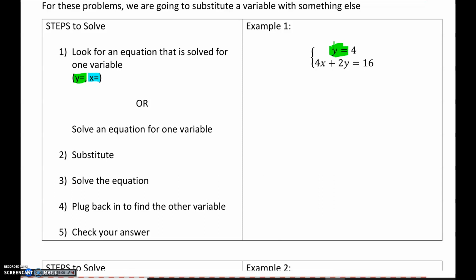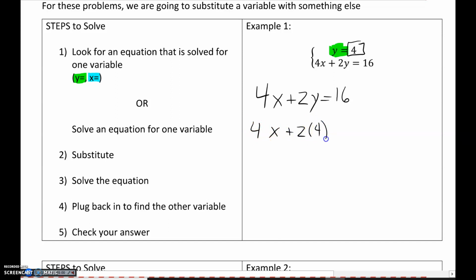So now that we found the equation that's solved for, we substitute that value into the other equation. What I like to do is draw a box around what I'm substituting. So in here, we're substituting y equals 4. So in the other equation, I'm going to take 4 and replace it with the y value. So notice I put that in parentheses.